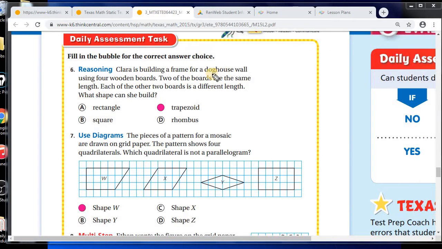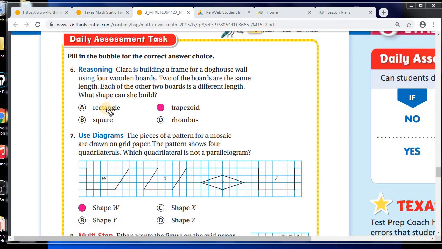Clara's building a frame for a doghouse wall using 4 wooden boards. Okay, we know she's using 4 wooden boards. 2 of the boards are the same length. Each of the other 2 boards is a different length. So 2 boards are the same length, and 2 boards are different lengths. So what shape are they making? They're making a trapezoid. Why is it a trapezoid?